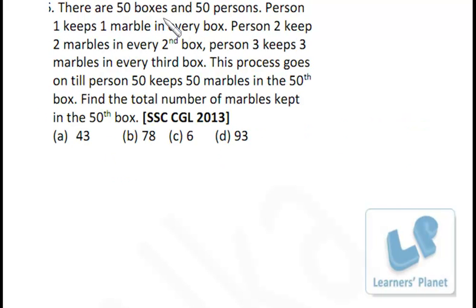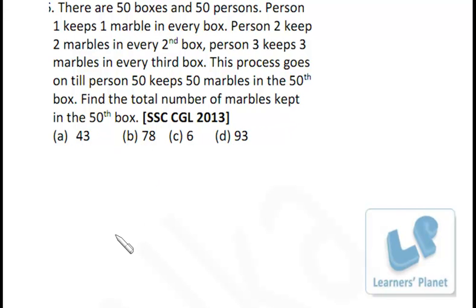There are 50 boxes and 50 persons. Person 1 keeps 1 marble in every box. Person 2 keeps 2 marbles in every second box. Person 3 keeps 3 marbles in every third box. The process goes on till person 50 keeps 50 marbles in the 50th box. Find the total number of marbles kept in the 50th box.